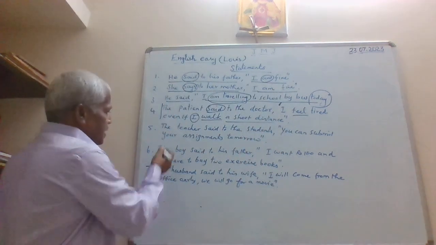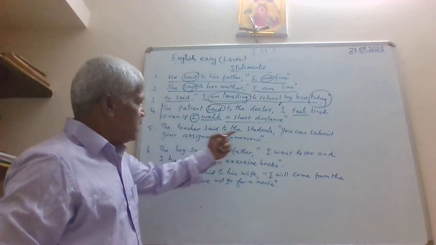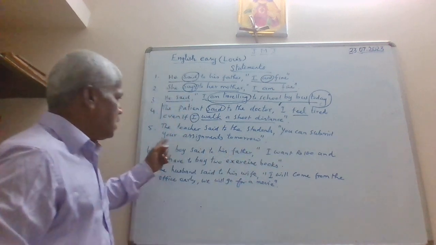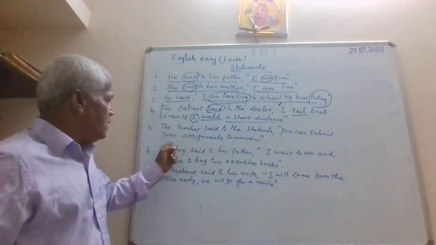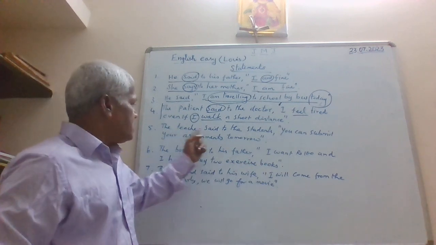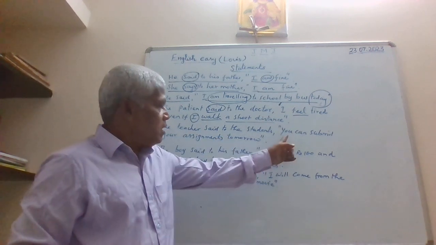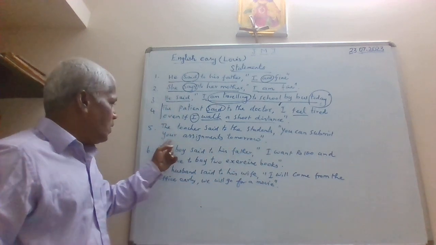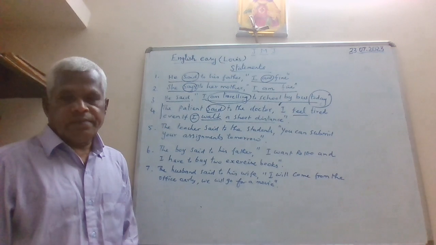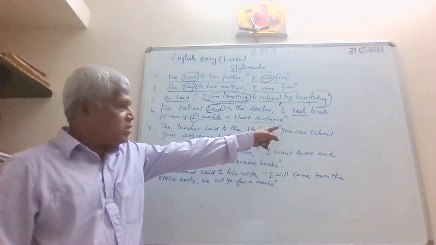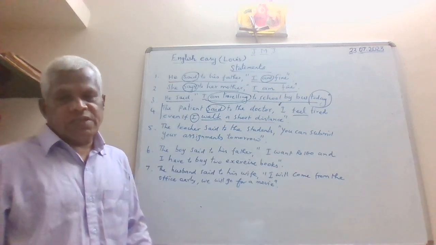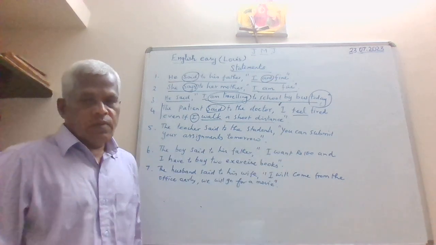What is the next sentence? Fifth sentence here. The teacher said to the students, comma, open inverted commas, you can submit your assignments tomorrow. See, the teacher said to the students, you can submit your assignments tomorrow. So the portion within the inverted commas is written here. It begins with the second person, you.